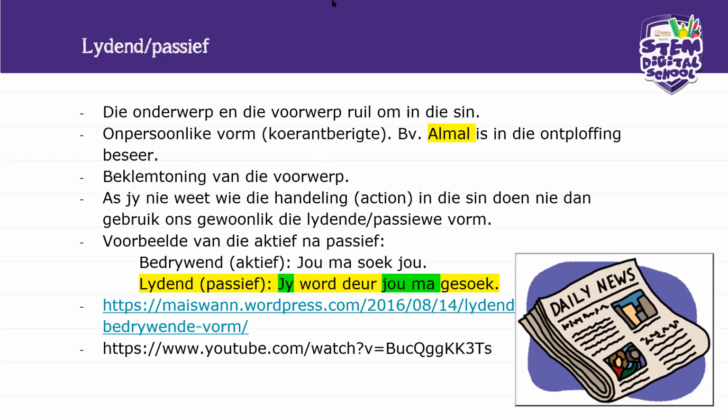Then of course, beklemtoning van die voorwerp. So when I want to emphasize or put a lot of attention on the object, then I also use the Lydende vorm. Why? Because it moves to the front. All right, then, as jy nie weet wie die handeling of action in die sin doen nie, dan gebruik ons gewoonlik die Lydende of passive vorm. In English, if you do not know who was actually responsible in the sentence for the action or the verb, then we also use the passive voice.